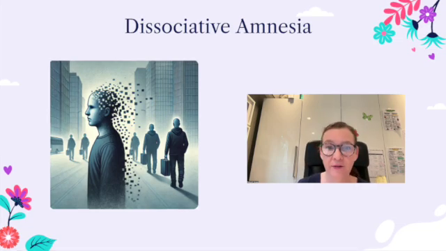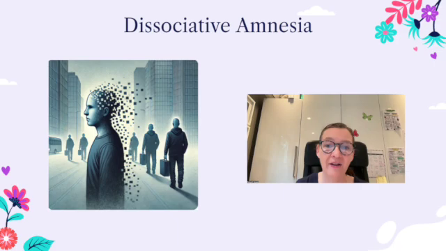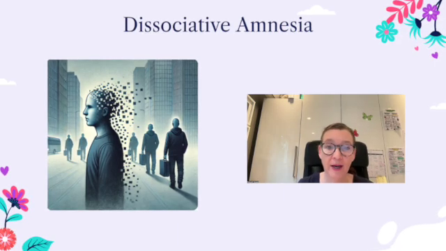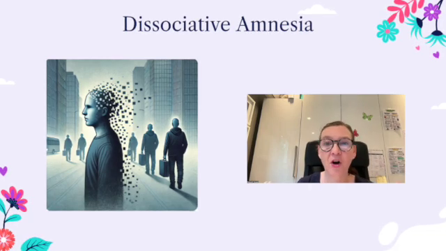Dissociative amnesia has different forms depending on the extent of memory loss. We're going to go over all of them. The first one is localized amnesia. This means the person forgets everything that happened during a specific time period, often related to a traumatic event. So for example, a person might not remember anything from the day of a car accident.